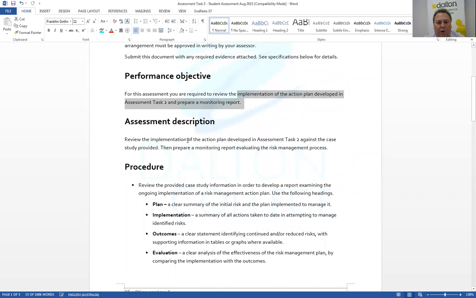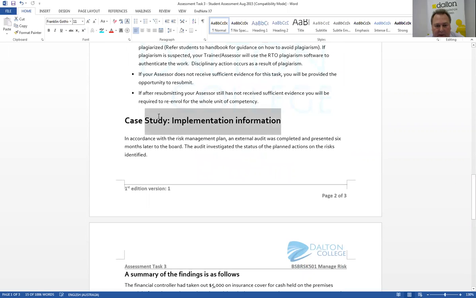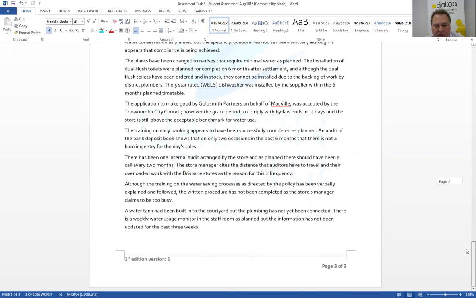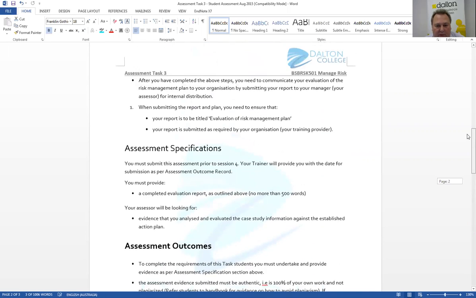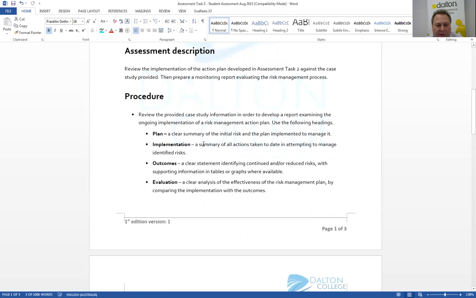Assessment description: review the implementation of the action plan developed in task 2 against the case study provided. There's another case study. If I scroll down very quickly, here's a short case study. There it is there, case study. So we'll read through that as soon as we get there. So then prepare a monitoring report evaluating the risk management processes. So here's my heading for procedure.